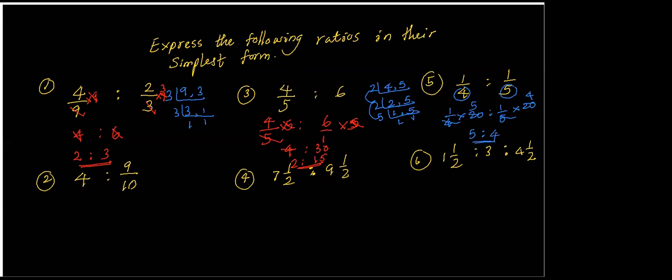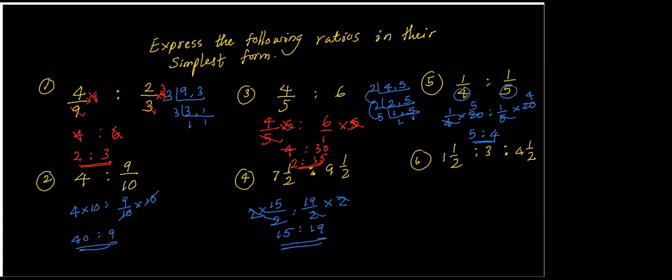Now you have to write this as a simplest ratio. Then 4 into 10, 9 over 10 into 10. 42, 9. 14 and 1, 15 over 2, 2. 18 and 1, 19 over 2. This is by 2. This is by 2. 15 to 19. 2 times 1, 2 and 1, 3 over 2. 2, 3. 4 times 2, 8 and 1, 9 over 2.